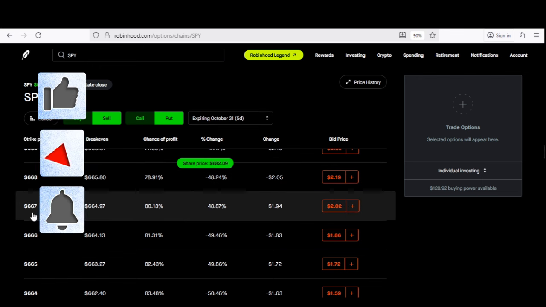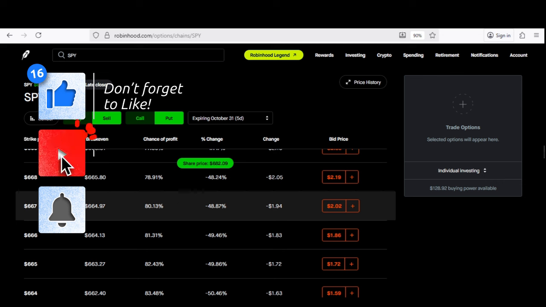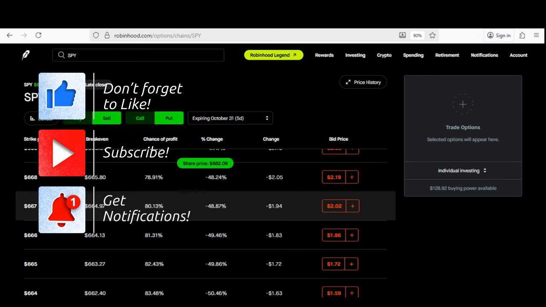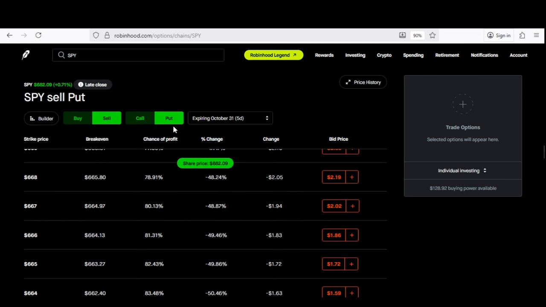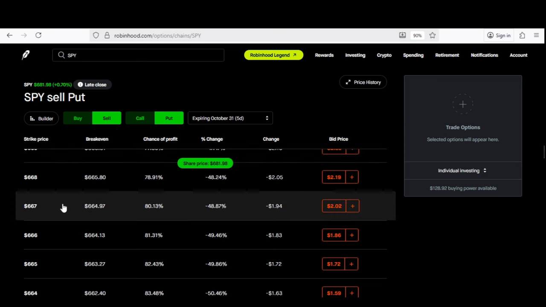So by choosing the 667 price, I went a bit more conservative. Now, because this is going to be a sell option strategy, it's going to be paying us. The amount it's going to be paying us is going to be $2.02.